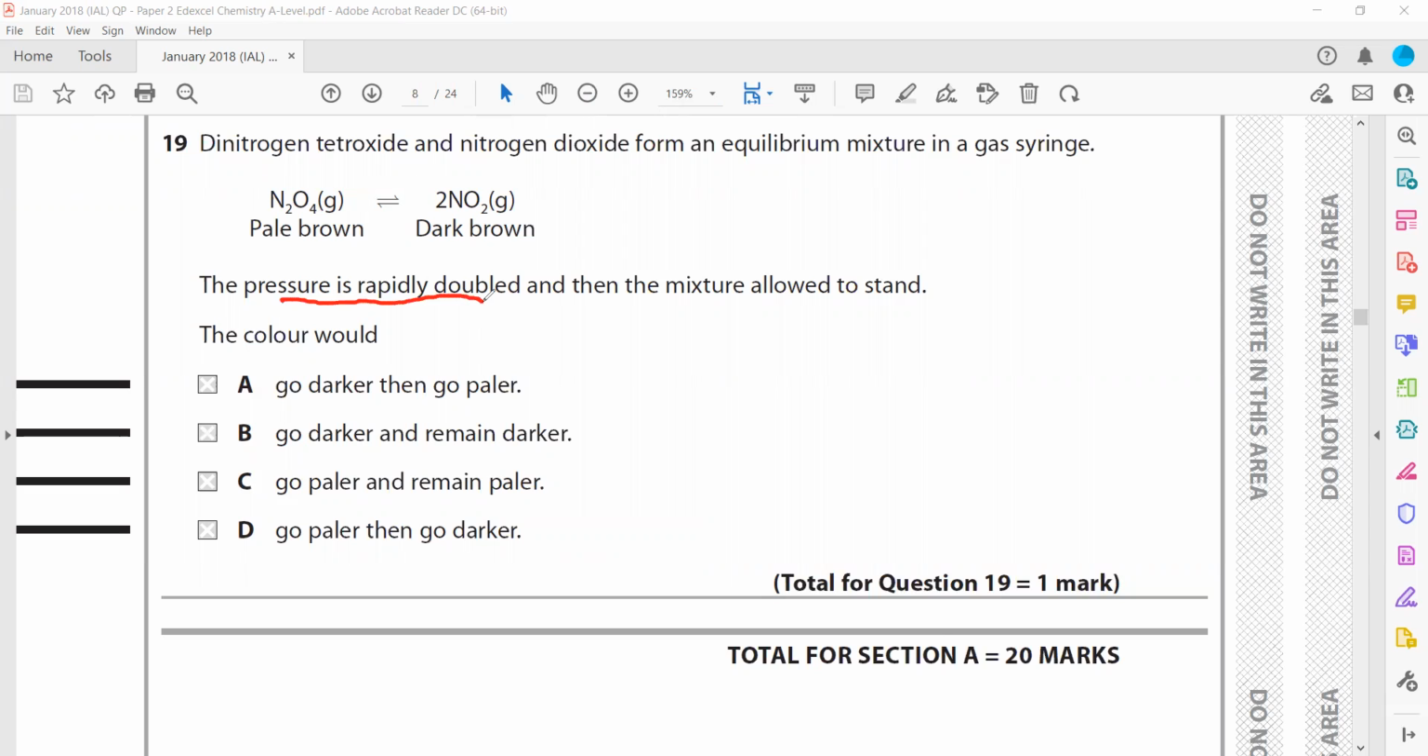So the pressure is rapidly doubled. If we increase the pressure, what will happen? The volume will decrease. When the volume decreases, the molecules come closer to each other. First thing that happened: in the beginning, the molecules are far apart. One is pale brown, light brown. Another one is dark brown.